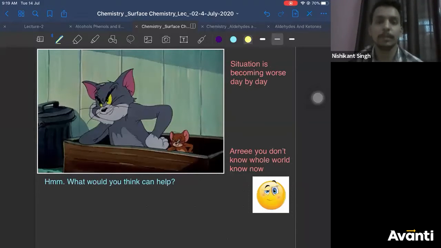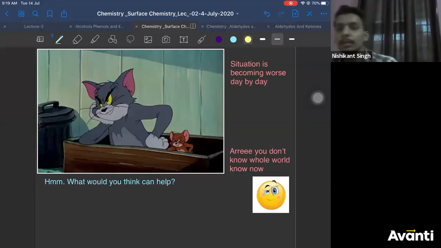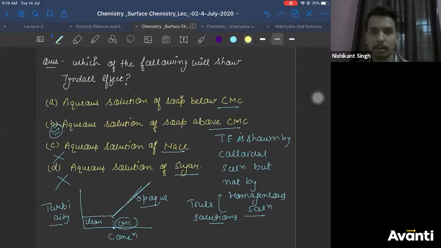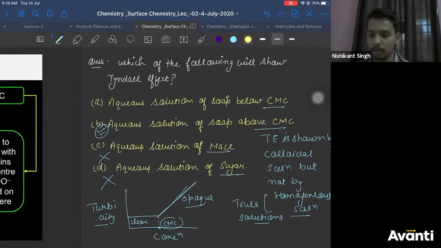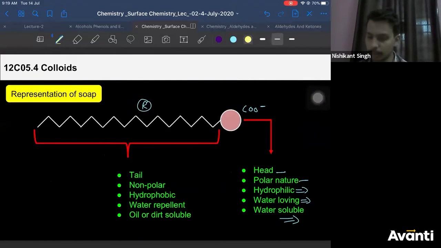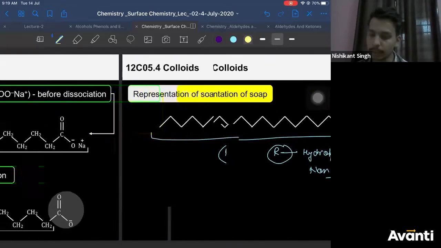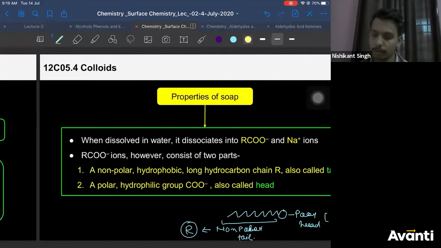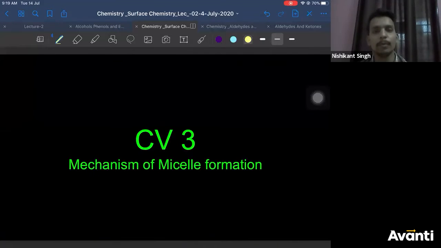So yes. Now, let us discuss a few things which we have studied in the last class. There has been a gap of 2 classes, I guess. So let us quickly recall what we have studied in the last class, then we'll move towards the next class, right? So basically last class we were discussing the associated colloids, correct? We had seen how to represent a soap, right? We were discussing the mechanism of soap formation or mechanism of micelle formation, right?